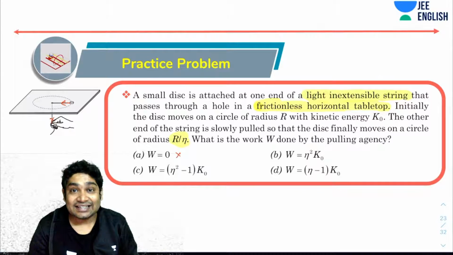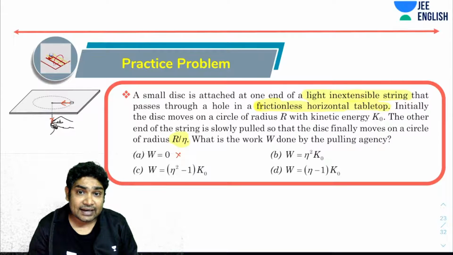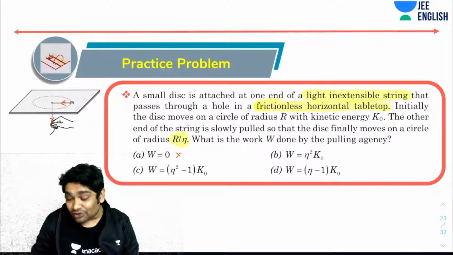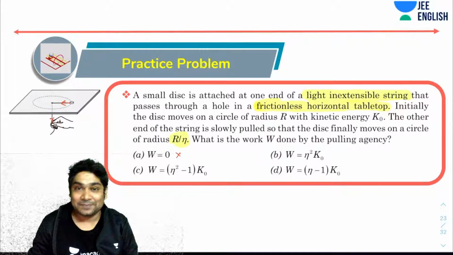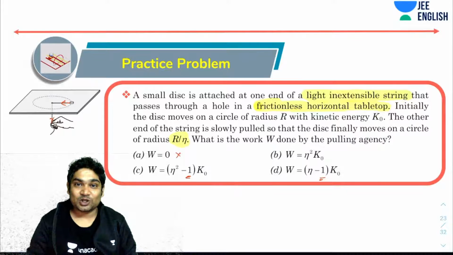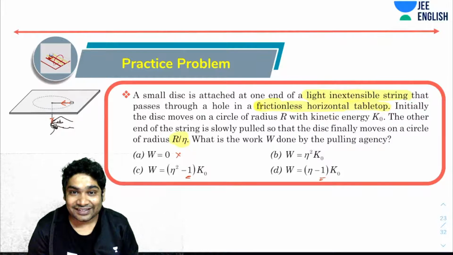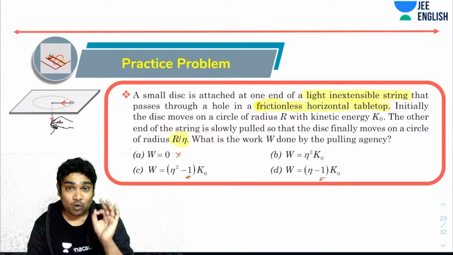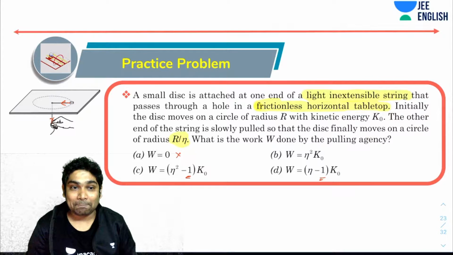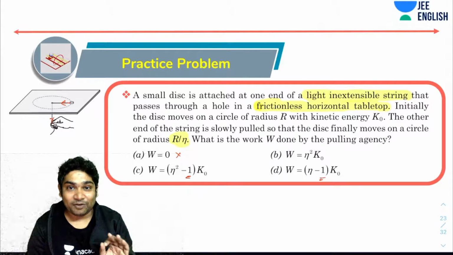Now, since you have been asked to find the work done, work done is usually the change in kinetic energy. So I have a feeling that because it is change in kinetic energy, I should have a term of minus 1 in the answer. So even without solving it one bit, I immediately know that the answer should be either C or D. That is something that you can get from common sense only.